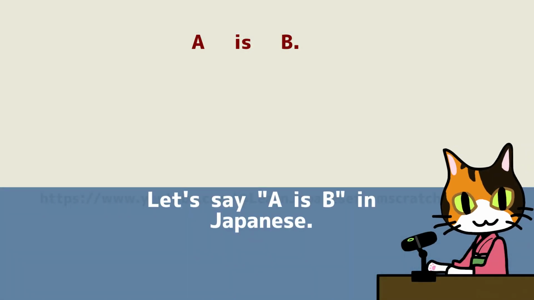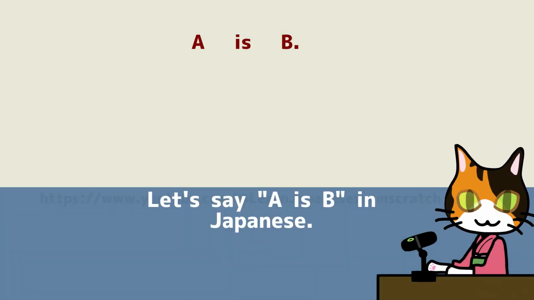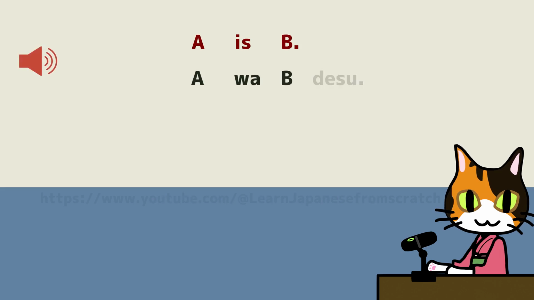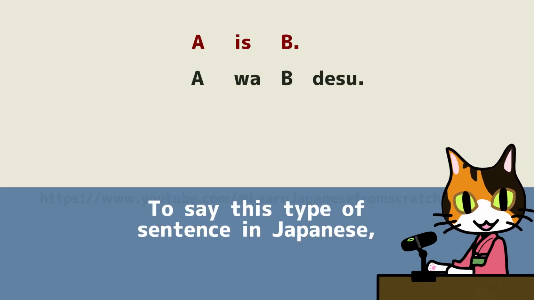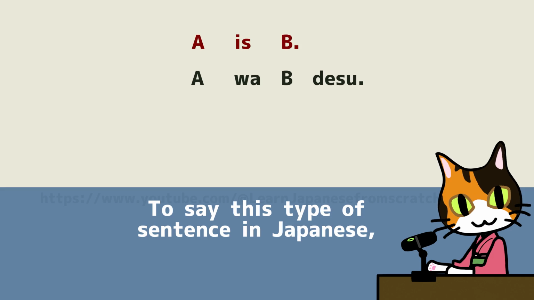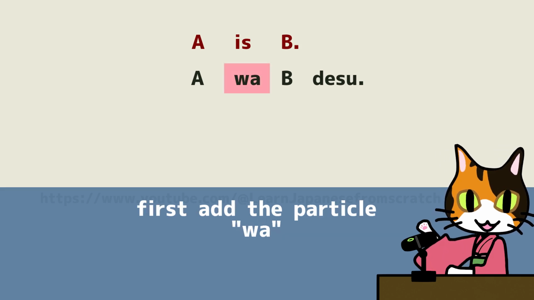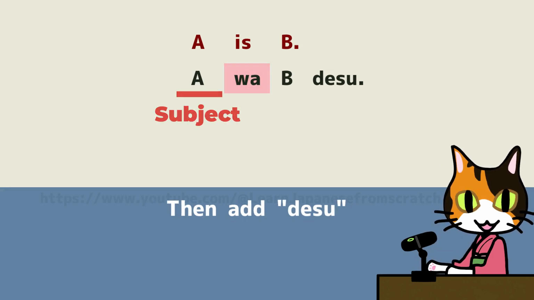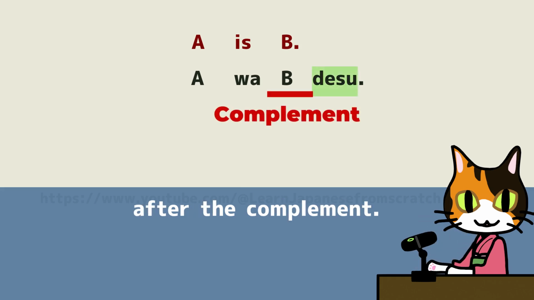Let's say, A is B in Japanese. A は B です。 To say this type of sentence in Japanese, first add the particle wa after the subject. Then add desu after the complement.